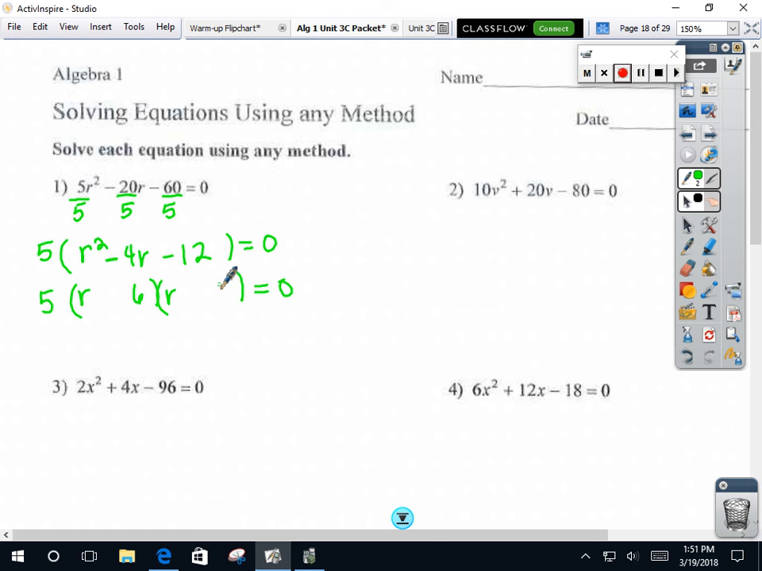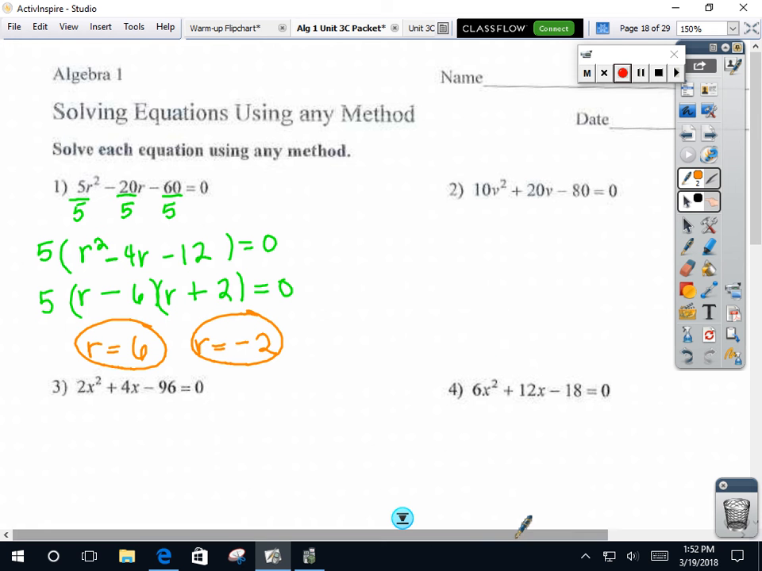Negative 6, positive 2. So if that is the factored form, what are the final solutions? Right, and how could you check and make sure you've done it right? Graph it. When you graph it, it'll produce a graph that cuts through the x-axis at positive 6 and negative 2.